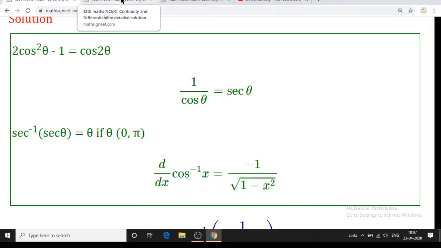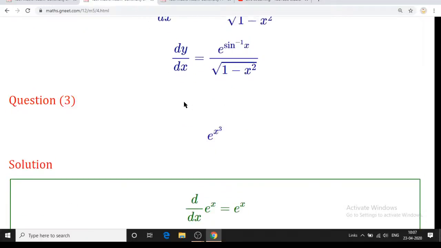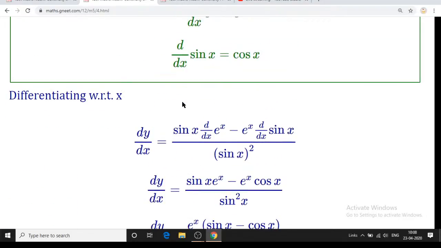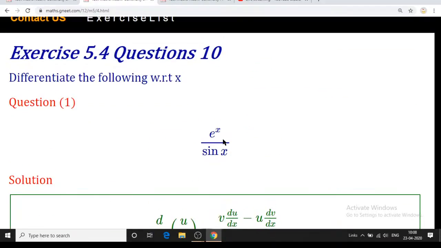Now we will take certain sums from exercise 5.4, that is exponential, and the questions are about the exponential and logarithmic. But for exponential we just require the derivative of e raised to x. We'll go for the first sum.